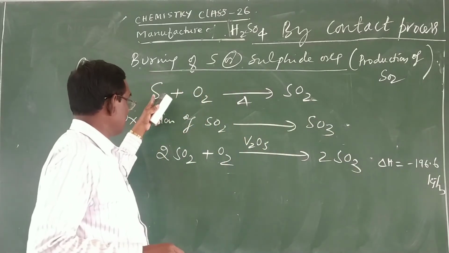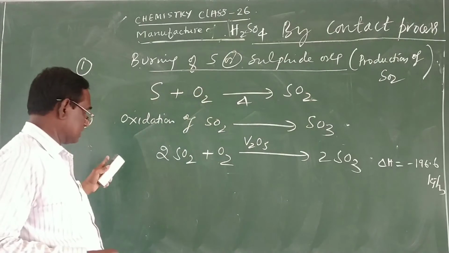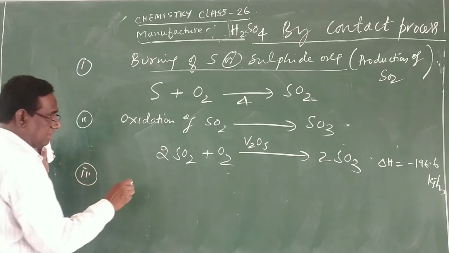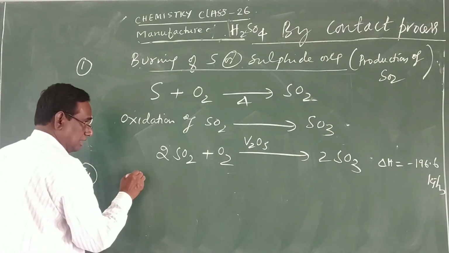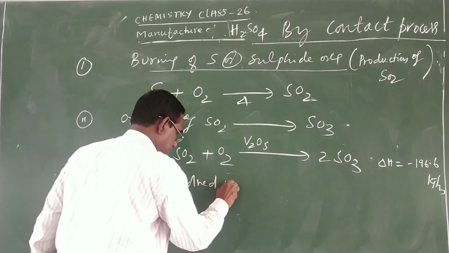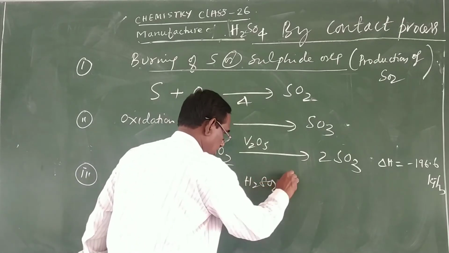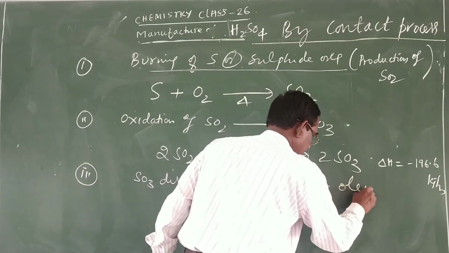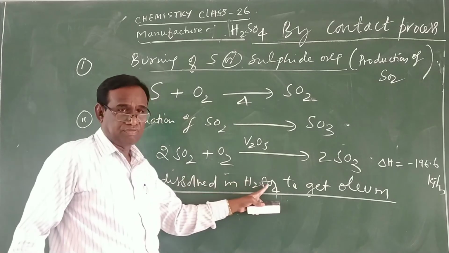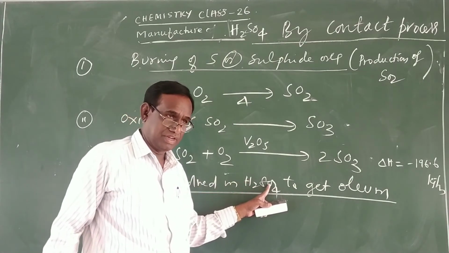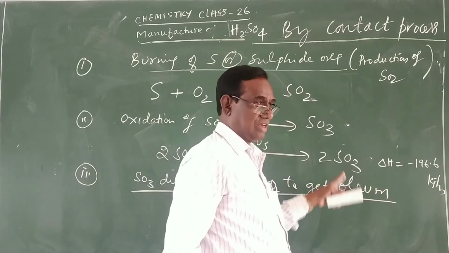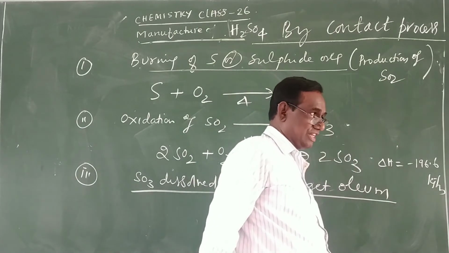So that means in the first step we are producing sulfur dioxide. In the second step, the sulfur dioxide is converted to sulfur trioxide. In the third step, this sulfur trioxide, that is SO3, is dissolved in sulfuric acid to get oleum. See here, the sulfur trioxide obtained is dissolved in sulfuric acid. What is the formula for sulfuric acid? H2SO4. You will get oleum. What is oleum? H2S2O7 is called what? Oleum.